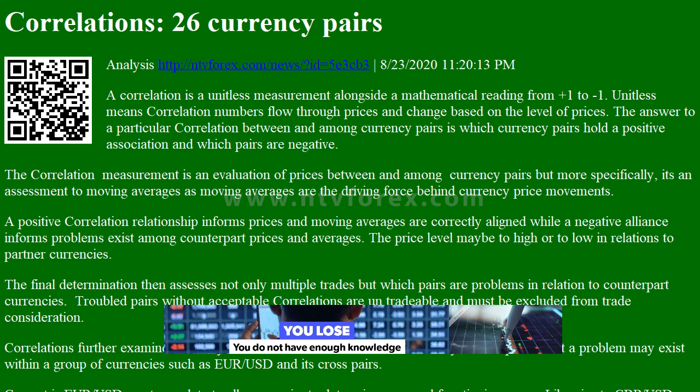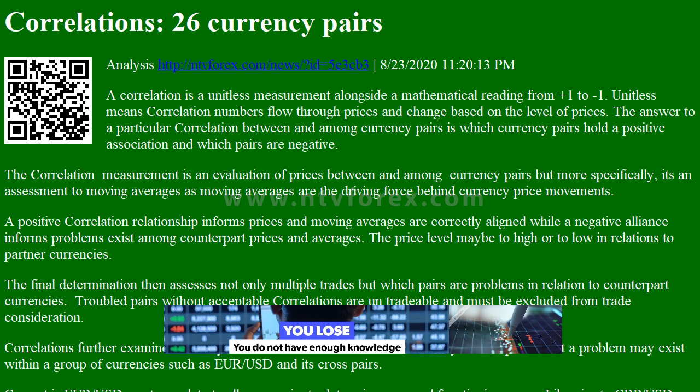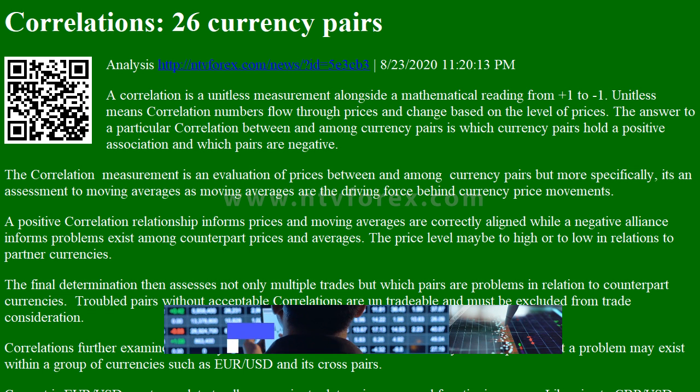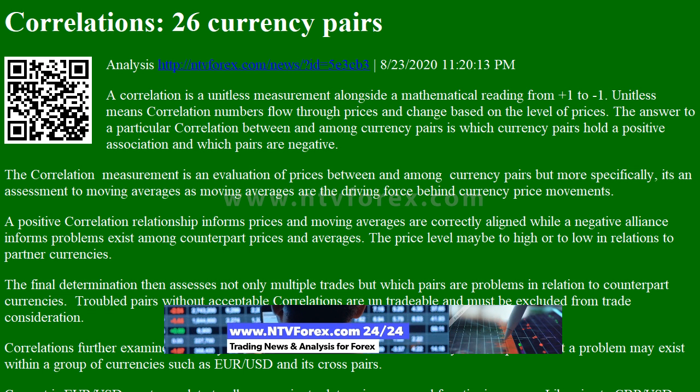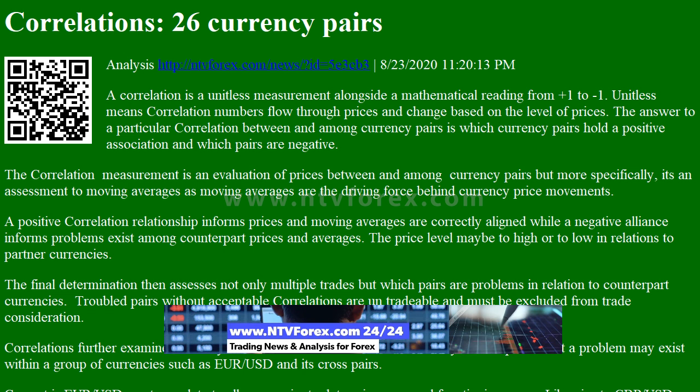Correlations: 26 Currency Pairs Analysis. A correlation is a unitless measurement alongside a mathematical reading from -1 to 1.